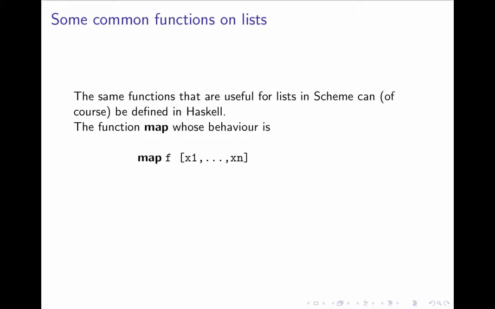We've already seen lists in Scheme, and we've already had a taste of how you can work with lists in Haskell. And the same functionals that can be used in Scheme can, of course, be defined in Haskell. The best known one may be map, and the behavior of map is that if we apply map to a function f and a list x1 to xn, then this should return a list of f x1 up to f of xn. And this functional map is predefined.